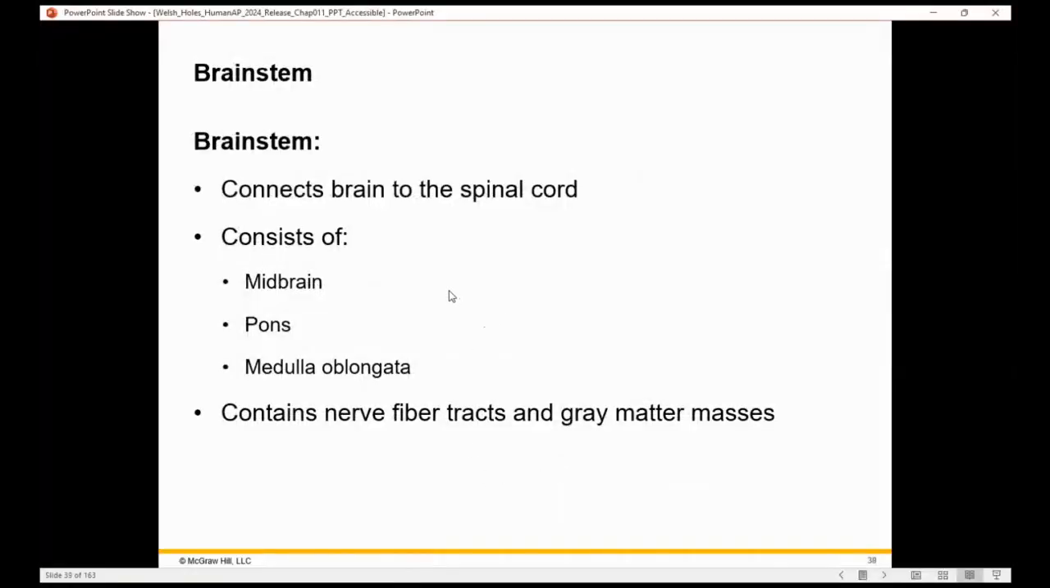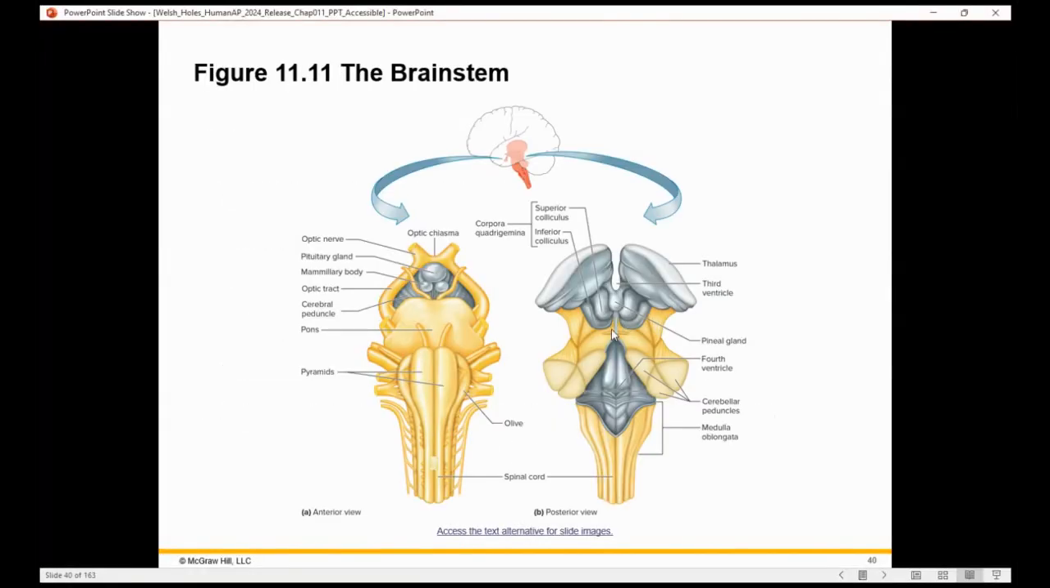Moving downward, we hit the brainstem. It connects the brain to the spinal cord and consists of the midbrain, the pons, and medulla oblongata. It contains nerve fiber tracts and gray matter masses. This is the anterior view of the brainstem and the posterior view.